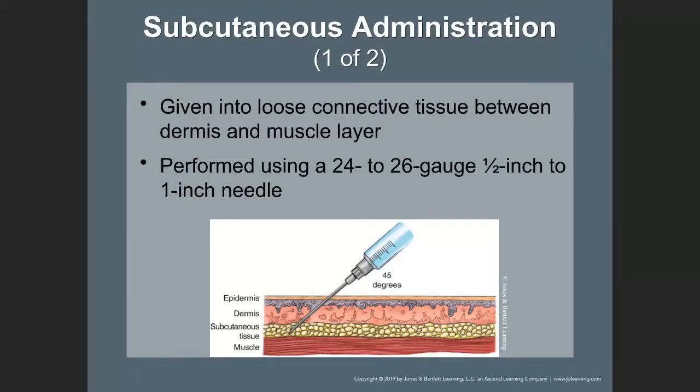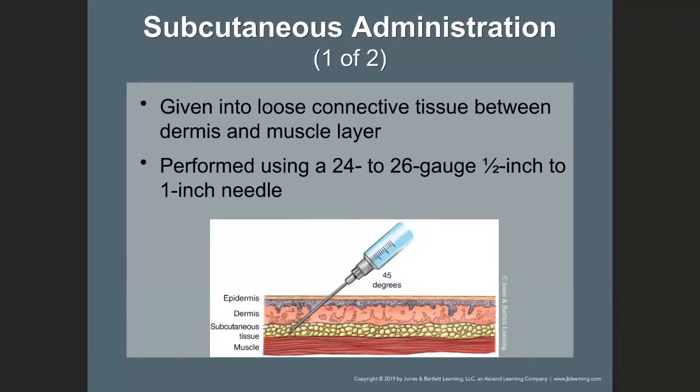Subcutaneous administration. This is not a route that is used much in the pre-hospital setting, but it can be used for certain tests. It can be used for certain medication, but it's not commonly used in the pre-hospital setting anymore.